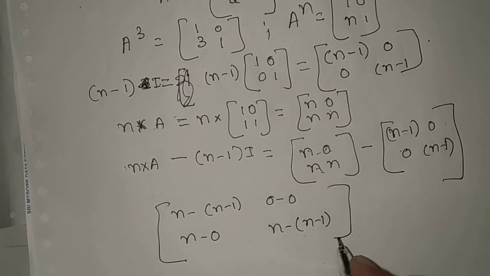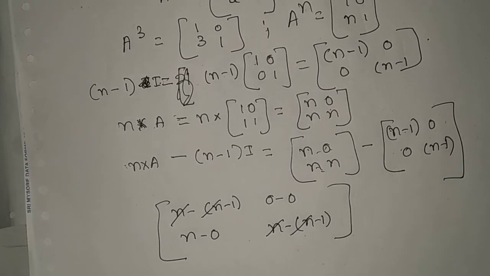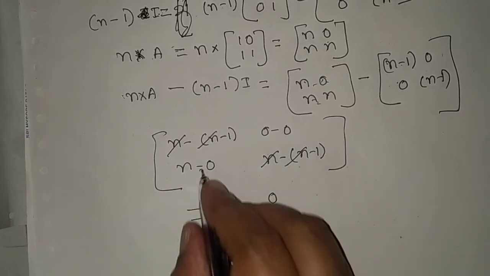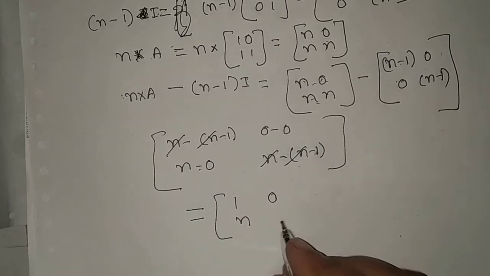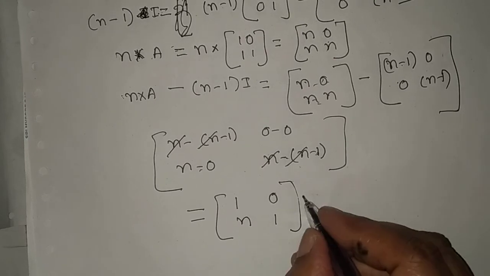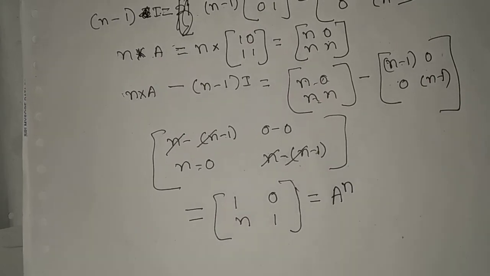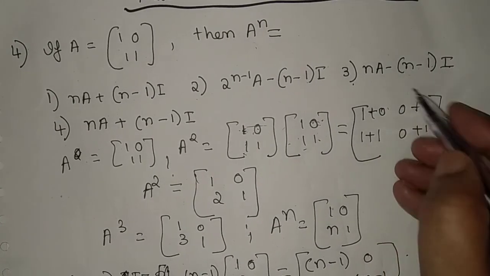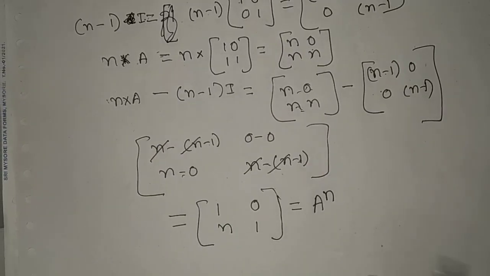1. Now simplify, n cancels, here also n cancels. Finally we can write this as, we have 1, we have 0, we have n here, then here also plus 1. This minus goes inside the bracket and we get plus here. So this can be written as A power n. So here option 3 is the correct answer, that is nA minus n minus 1 into I. So this is equal to A power n.